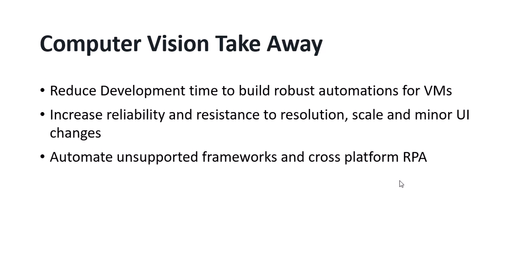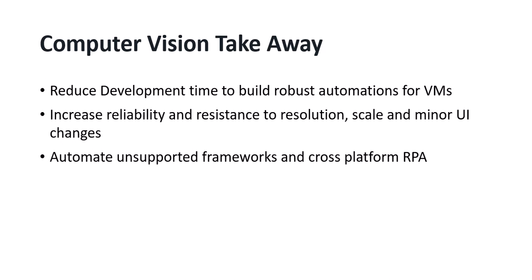Unsupported frameworks mean what? For example, Silverlight applications and Flash applications. Those are not directly supported, right? And cross-platform means different platforms like Remote Desktop and PDFs. All those different types of automations, which are not directly supported with the conventional UiPath automation activities, are directly supported here in computer vision, and you can automate them using UiPath computer vision.